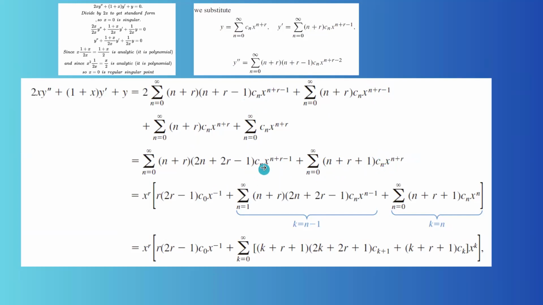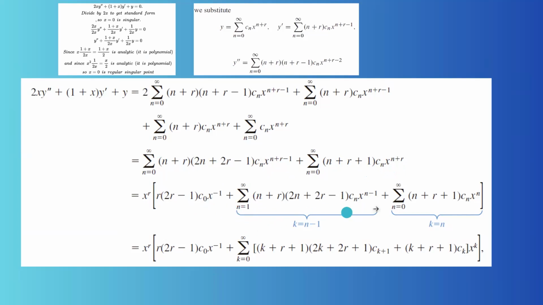Now you can factor out x to the power r from both of these power series and write it in front. Then you can just write down the very first term. Why is that? Because the exponent here is n plus r minus 1, and this exponent is n plus r. When you factor out x to the power r, it becomes x to the power n minus 1, and this becomes x to the power n. So if you write down the very first term, n is 0, you get r times (2 times 0 plus 2r minus 1). So you get r(2r minus 1) c sub 0 x to the power negative 1, plus the rest of the terms.